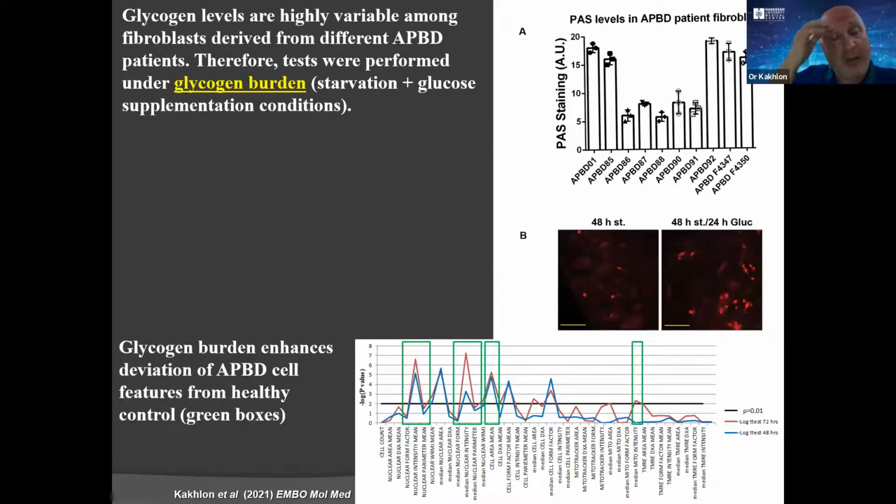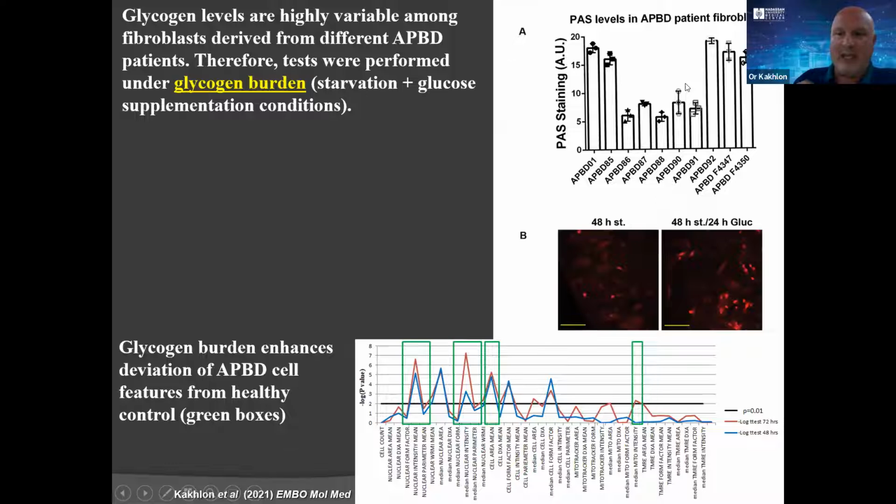Now, in patients, you can see here different patients, glycogen levels are very variable, okay? So you can see here, again, fibroblasts from different patients, they're different numbers, and you can see the levels of polyglucosan here, quantified by PAS staining, is very variable.